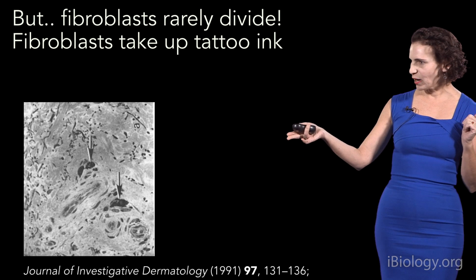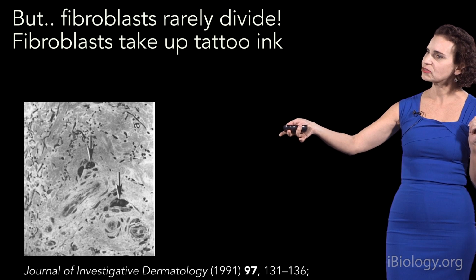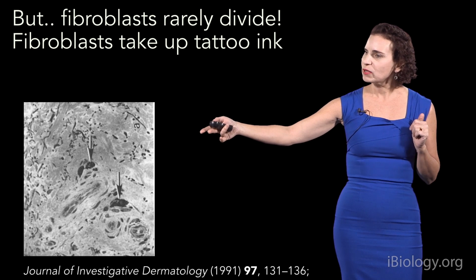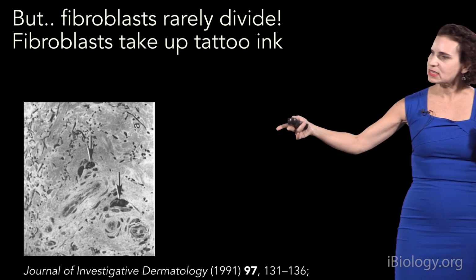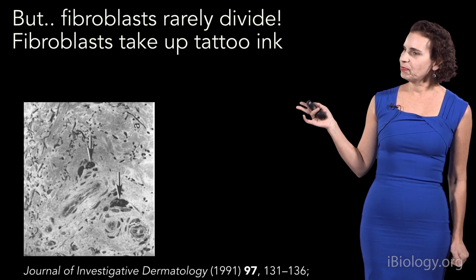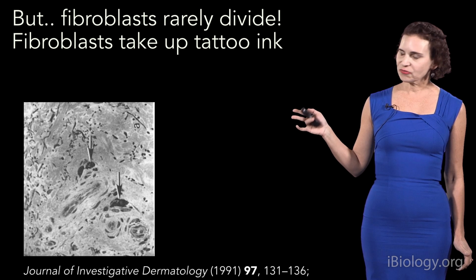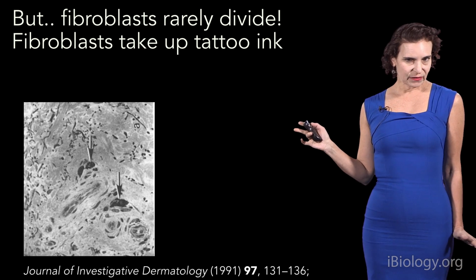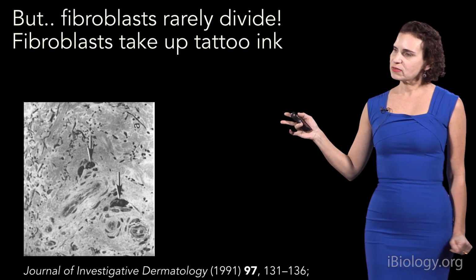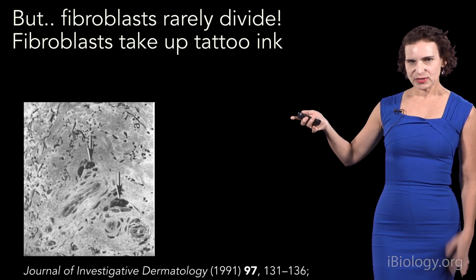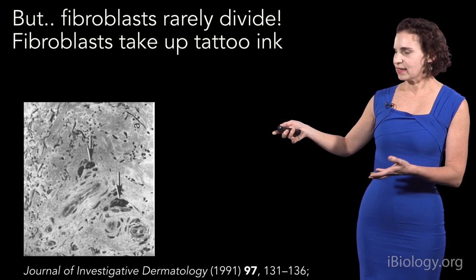So if you take a biopsy of any tattoo, you'll see, like here, that the ink in those tattoos is residing in the fibroblasts. So these cells are really not dividing very frequently. And it's not that they're static and can never go into division. They could be activated to divide, but the reason that they don't is that they're just static.